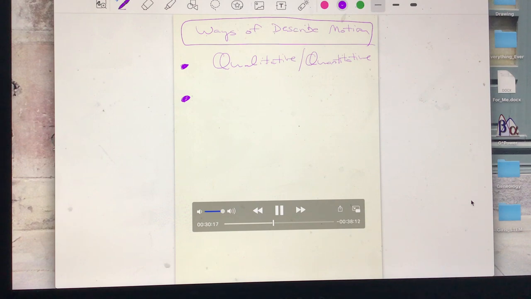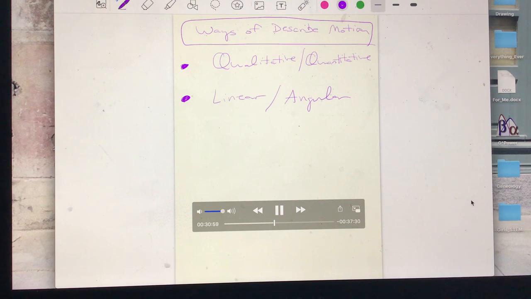Now we're going to introduce another way to describe motion, and that would be forms of motion being linear or angular. Sometimes we can combine these. We can have a quantitative assessment that's linear, or a quantitative assessment that's angular. So they can be combined, but I would first recommend studying them individually, okay? So let's address linear and angular.